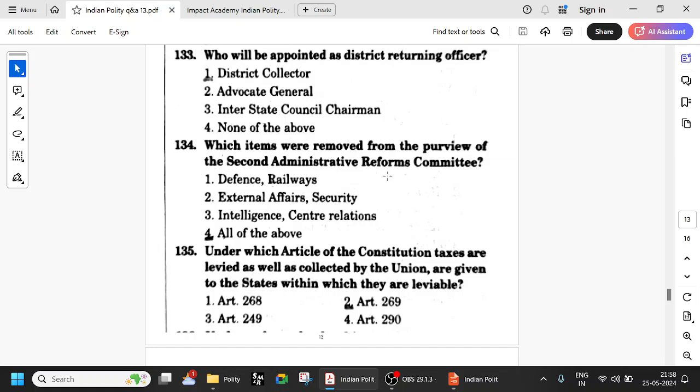Okay, so second ARC reforms, their suggestions and the recommendations, they are also very important. So we look into that in detail sometime. Which of the following items were removed from their purview? Defense, railways, external affairs, security, intelligence, Centre-state relations. They are all not there. Mostly it is related to administration, ethics, and several other issues. We look into that. Very important.